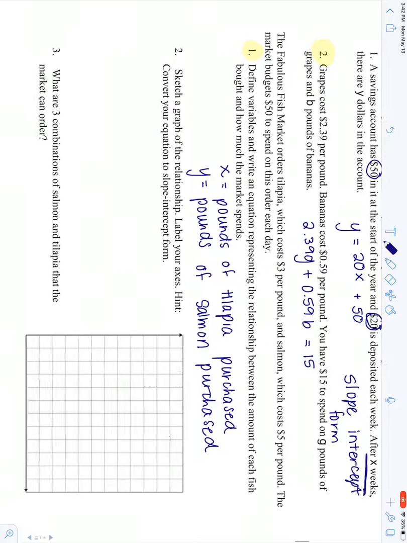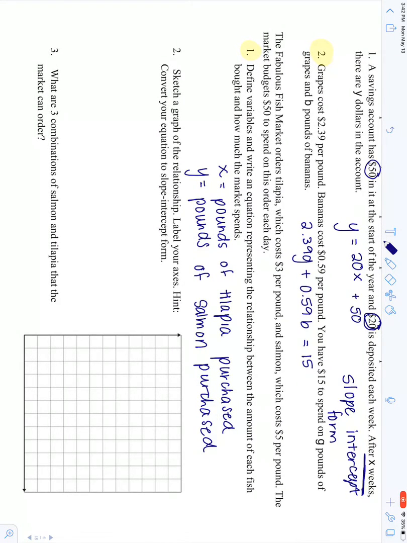Purchased, and y is going to be equal to pounds of salmon purchased. Okay. Now it says sketch a graph of the relationship. Label your axis. Hint, convert your equation into slope-intercept form.